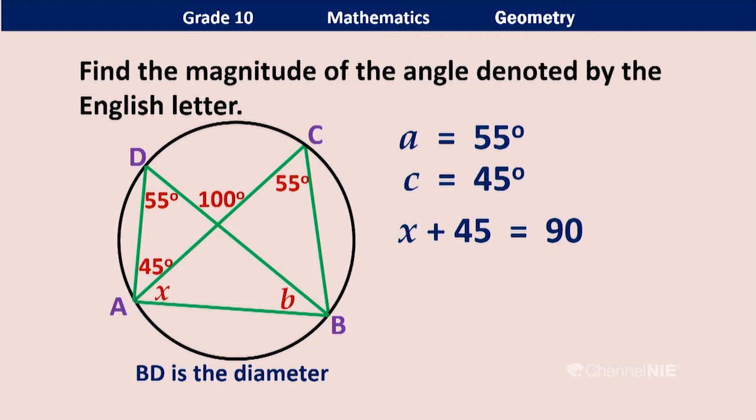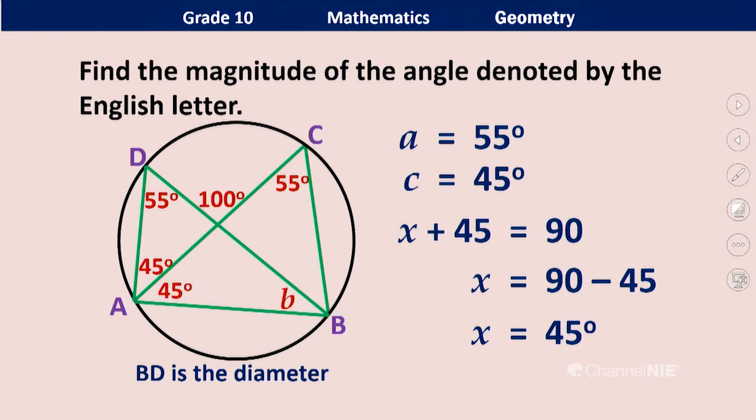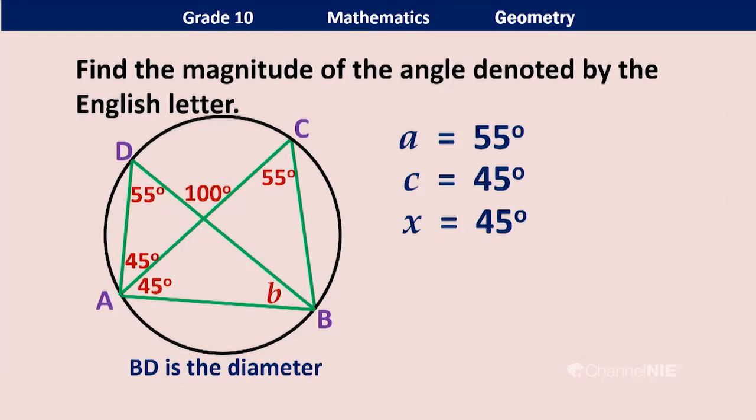Once again we have constructed a simple equation. By solving this we can get the value of X. Now I am going to subtract 45 from both sides. X plus 45 minus 45 becomes X, and 90 minus 45 is 45. Therefore, I can get the value of X as 45 degrees. Now, we know the value of X as well. Then we have to find the value of B.